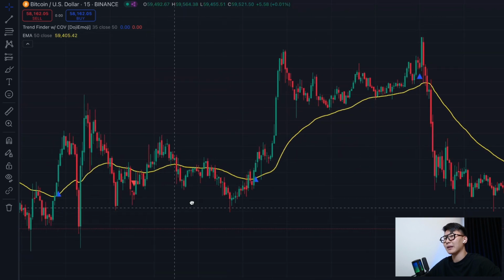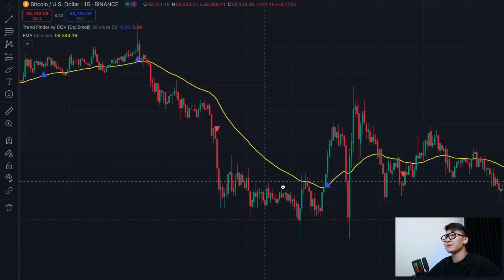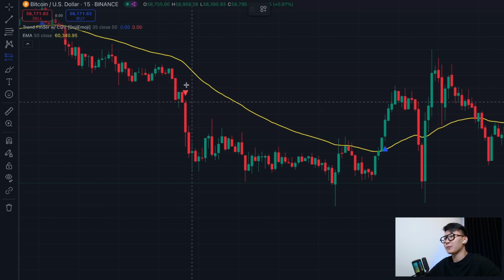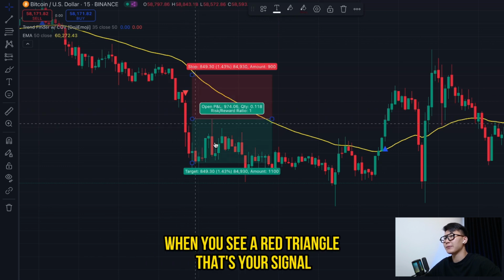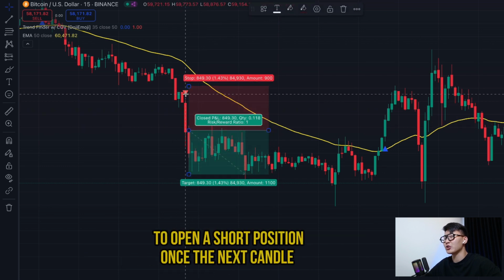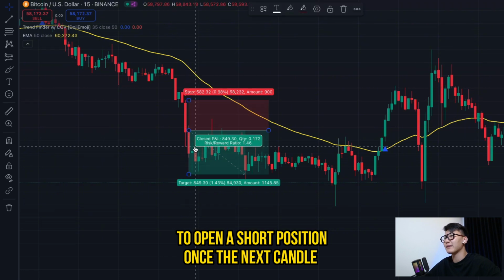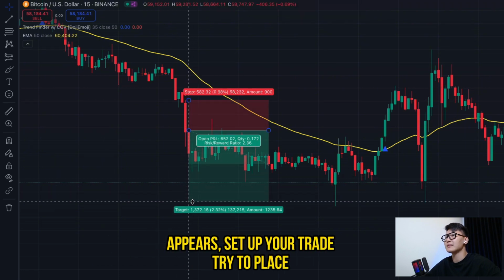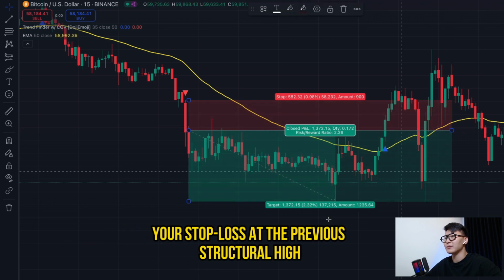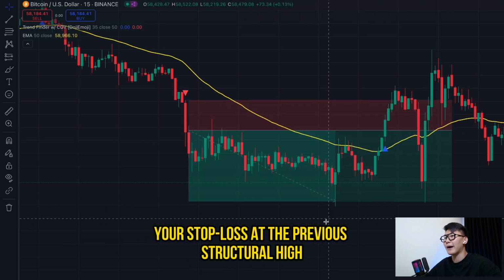Now let me explain how to open your long and short positions. Let's start with opening a short position. When you see a red triangle, that's your signal to open a short position. Once the next candle appears, set up your trade. Try to place your stop loss at the previous structural high.